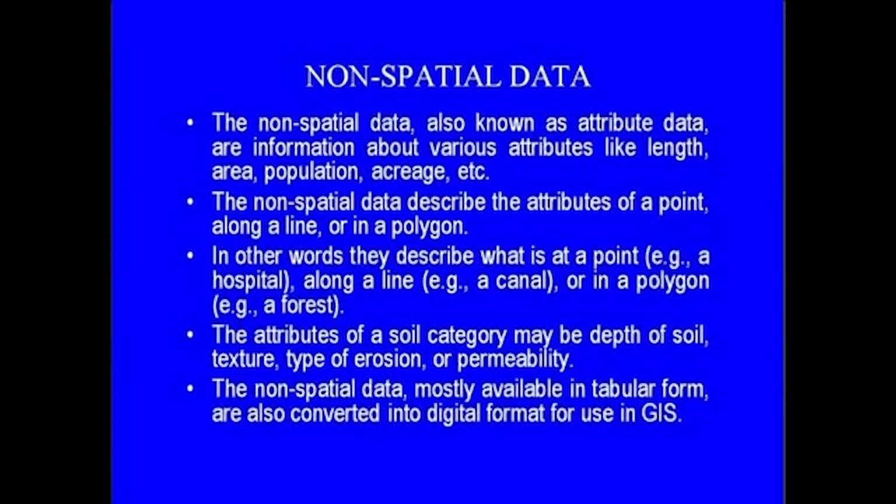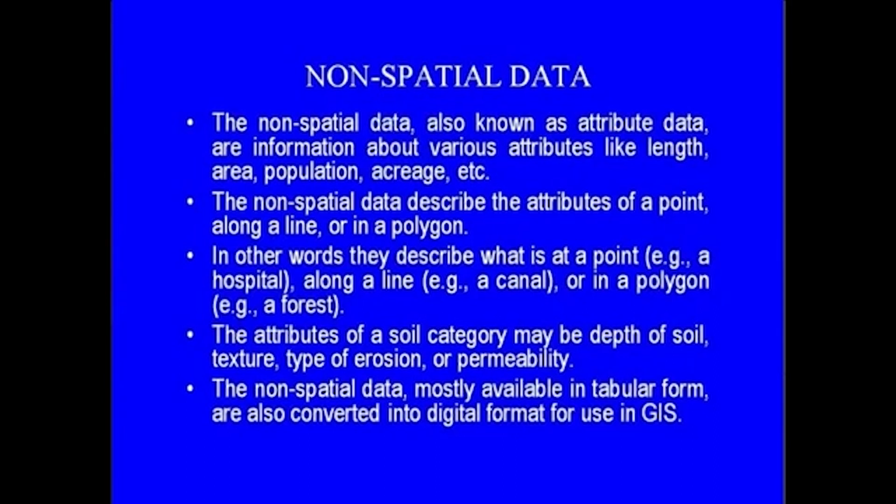Now, let us look at what is non-spatial data. The non-spatial data, also known as attribute data, are information about various attributes like length, area, population, acreage, etc. The non-spatial data describes the attributes of a point or along a line or in a polygon. In other words, they describe what is a point, that is a hospital, or along a line, that is maybe a canal, or in a polygon, that is maybe within a forest area.